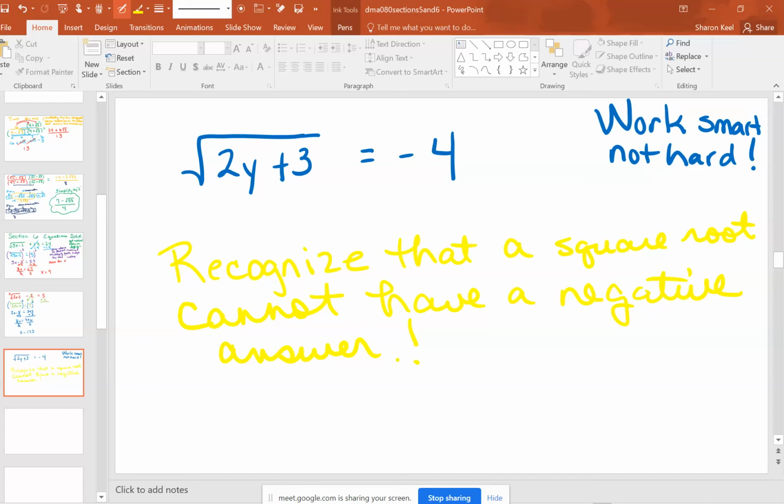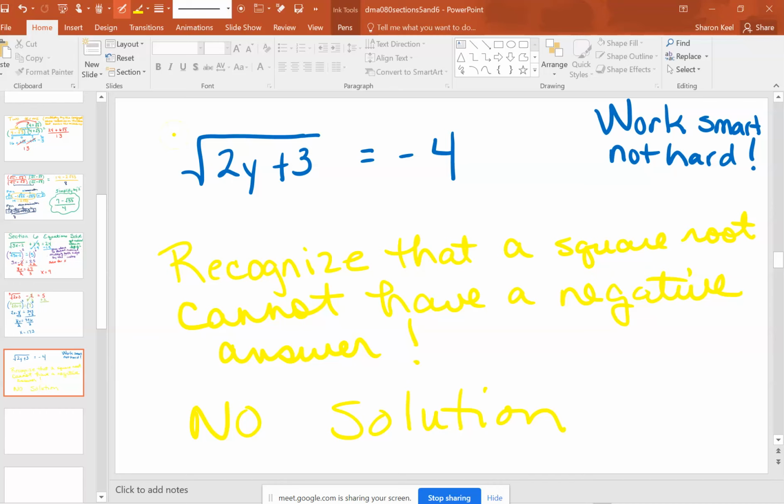If I had the square root of 16, it's not going to be a negative 4. It's just going to be 4. So in this problem, there's no work to do. You just have to remember that concept. If it had been a cubed root, then yes, you would go about solving it. But since it's a square root, or if it had an even index, you cannot do any more.